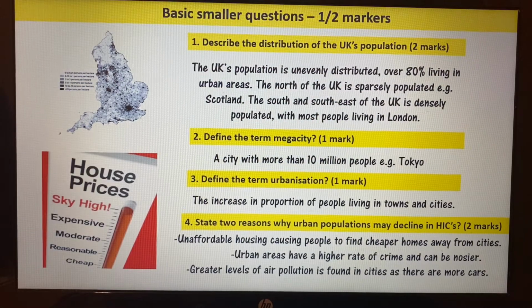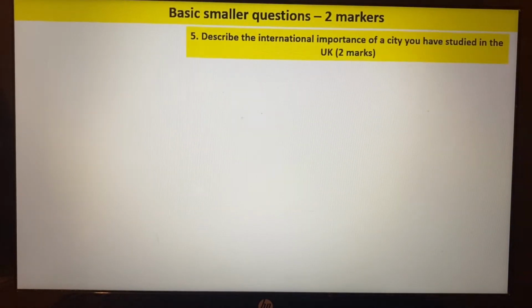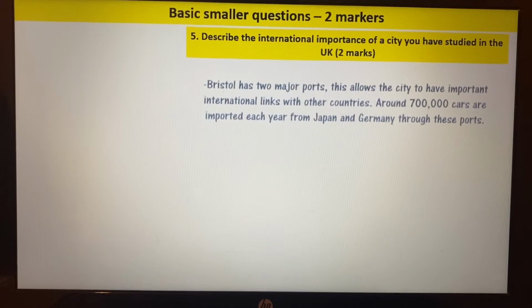So let's move on very quickly to, again, more like two markers. Describe the international importance of a city you have studied. So obviously the city we've studied was Bristol. Think about why Bristol might be internationally important. There are loads of things you can say. I'm just going to have a few.